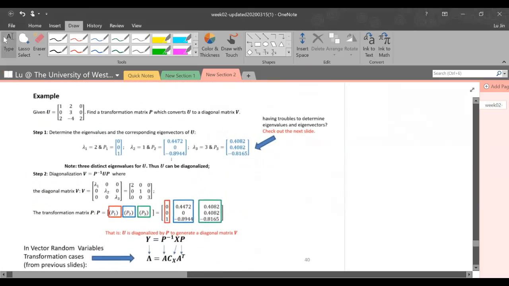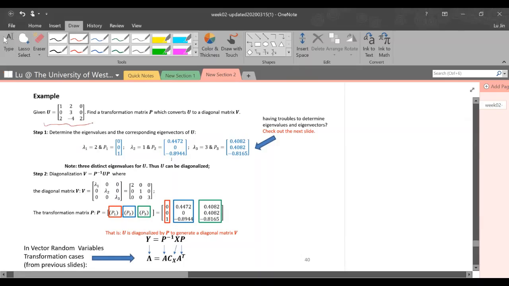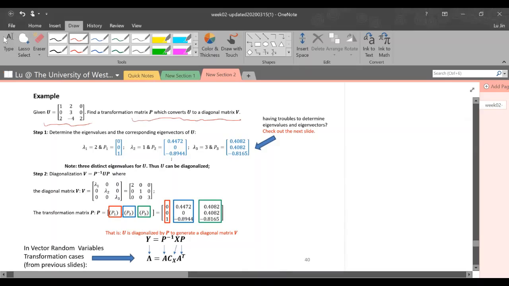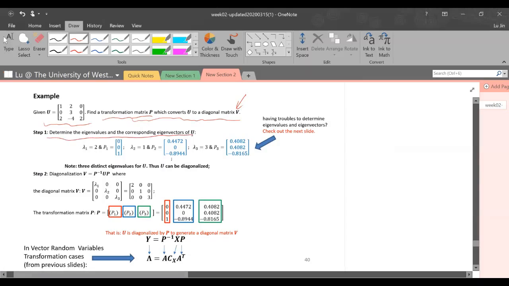Now, an example of how to do that. Sorry for the tiny font, but because there are so many things, I think you can zoom in on your side to see the mathematical details clearly. We assume a square matrix U is given like that. And we need to find a transformation matrix P, which can convert U to a diagonal matrix V here. Regarding the diagonal matrix V, along the diagonal direction, we have the eigenvalues of U. And for the transformation matrix P, each column is one eigenvector of the U matrix. So in other words, we need to determine the eigenvalues and eigenvectors of the U matrix. This is our first step: determine the eigenvalues.